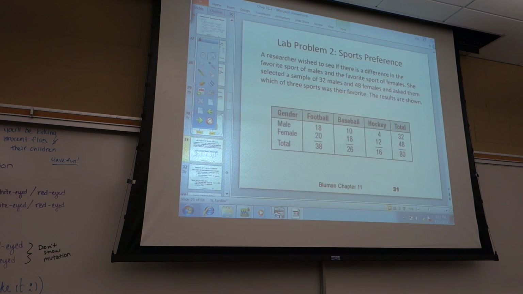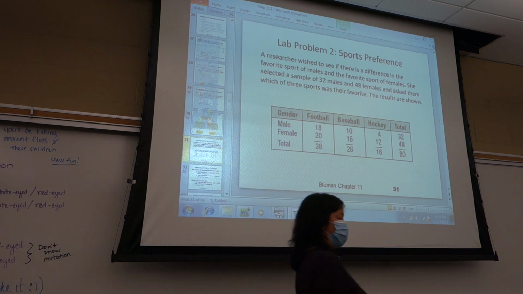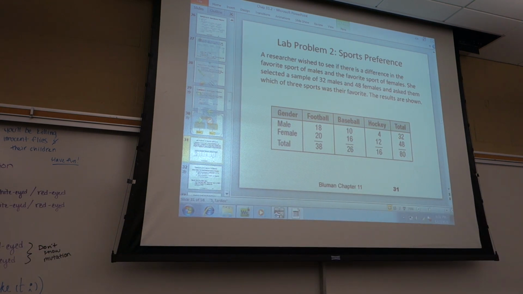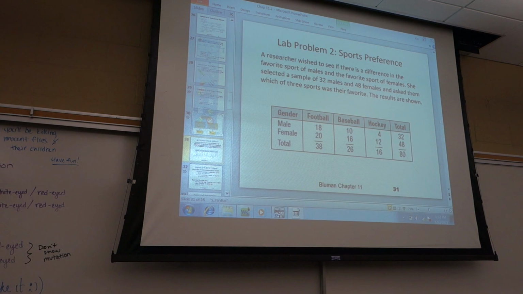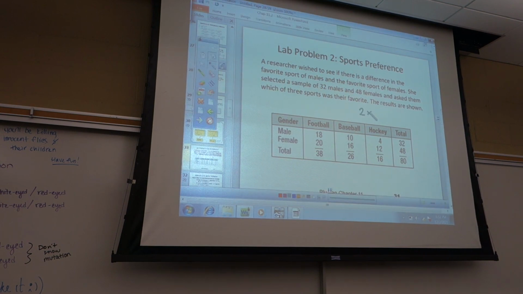All right, so you folks are going to do problem number 2, sports preference. How many rows and how many columns are there? Everyone put brackets around your matrix. Do it right now. How many rows do I have? 2. How many columns do I have? 3. This is a 2 by 3 matrix. All right. Go do it.